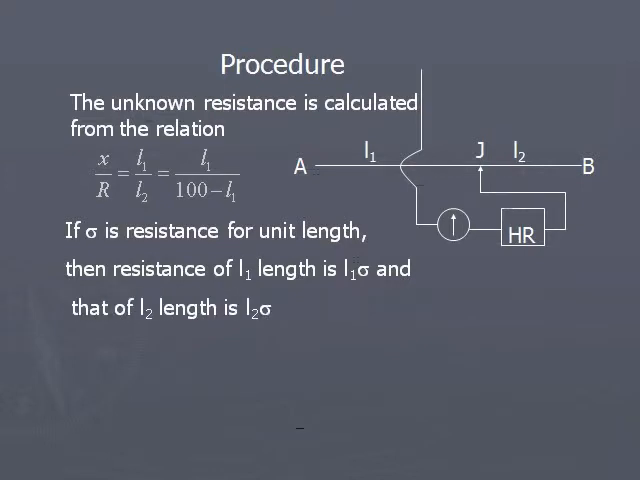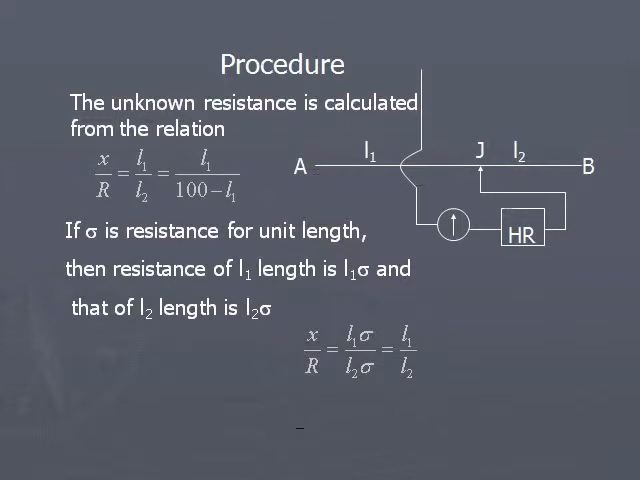Now let us derive the relation X by R is equal to L1 by L2. Let us suppose the resistance per unit length of the meter bridge wire is sigma. Then the resistance of L1 length is L1 sigma and the resistance of L2 length is L2 sigma.